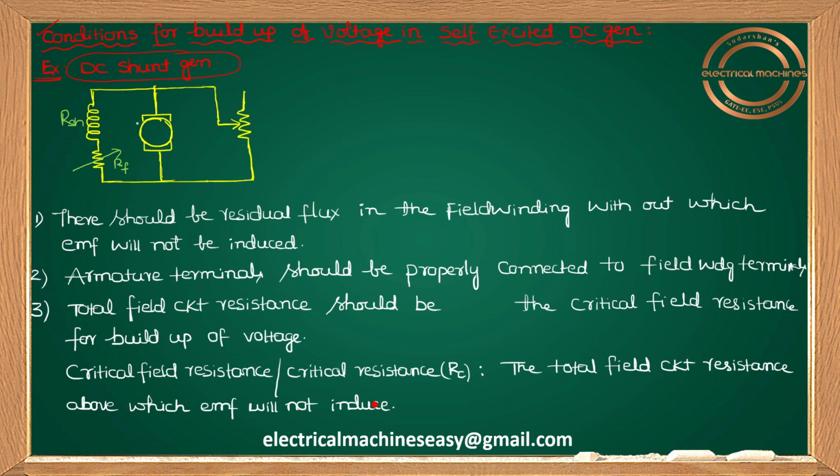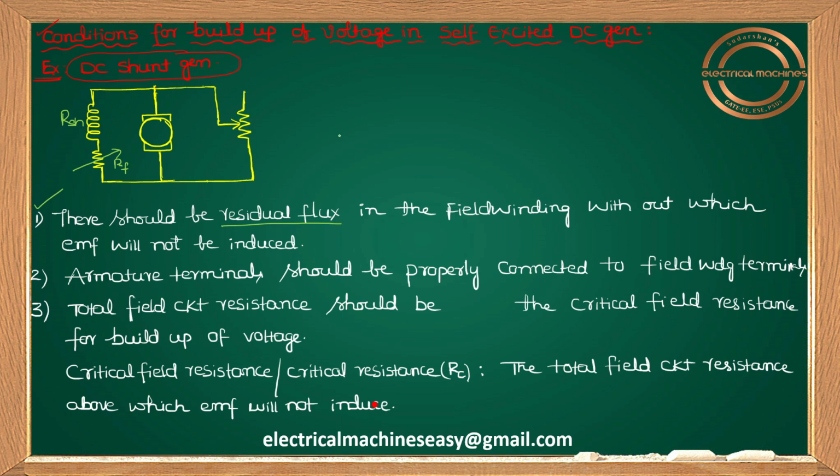Now let us see what are the conditions for buildup of voltage in a self-excited DC generator, nothing but in a DC shunt generator. So I take the example of a DC shunt generator. To be frank, these points are valid for shunt, series as well as compound generators also. Let us see the first point: there should be a residual flux.